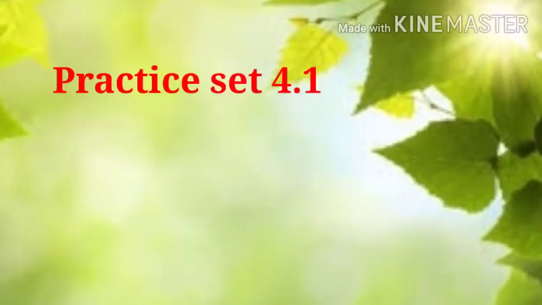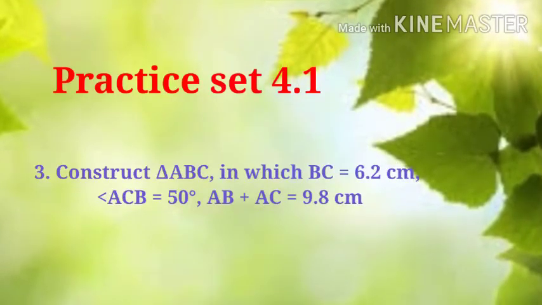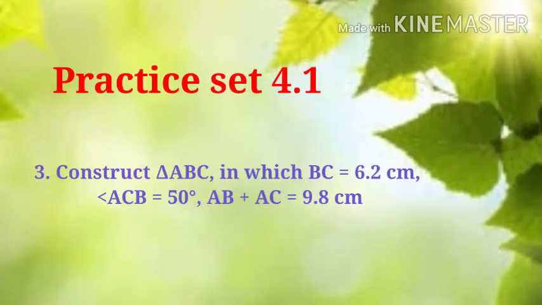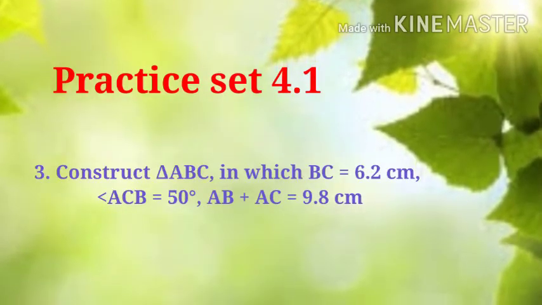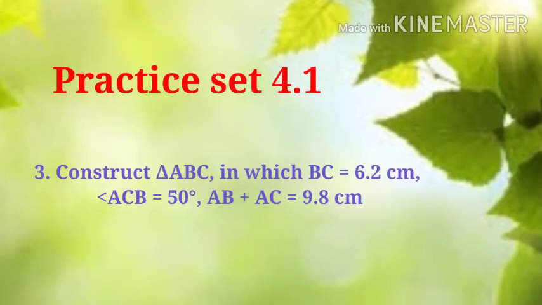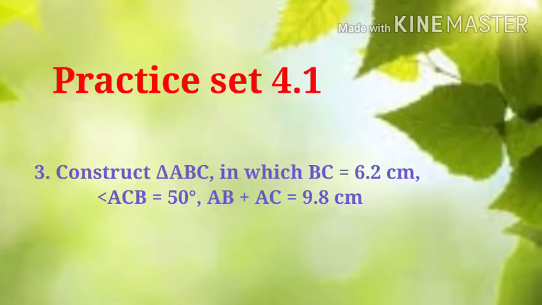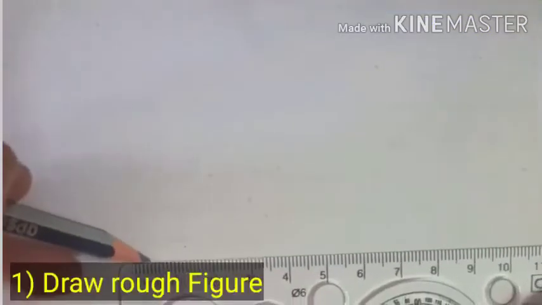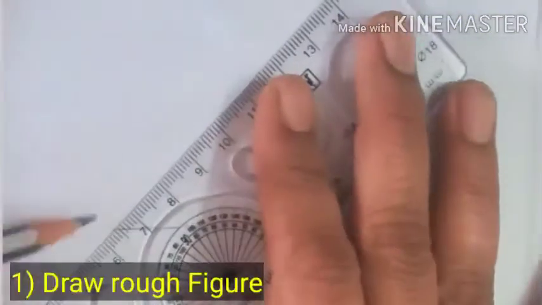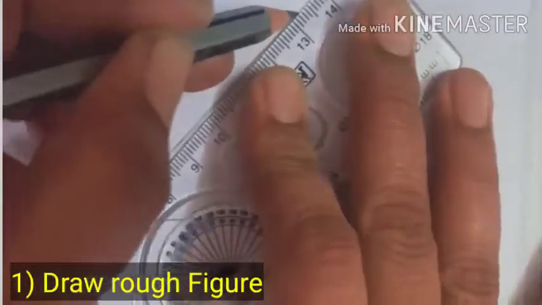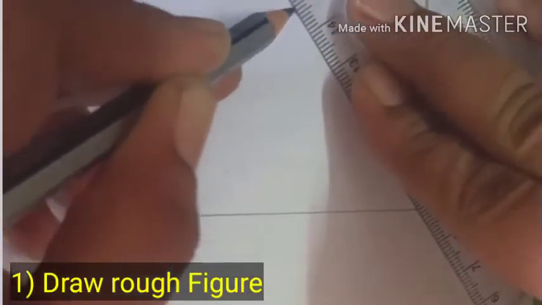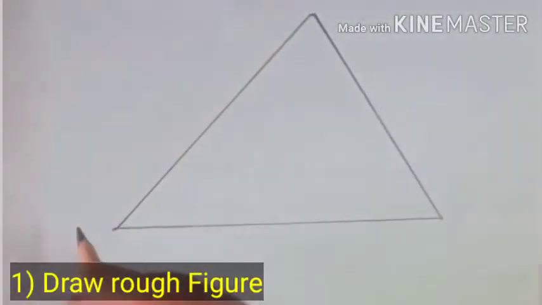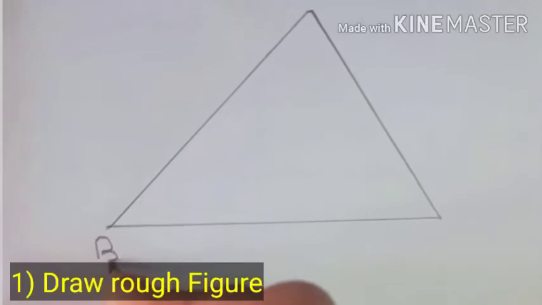Now we will move on to question number 3. Construct triangle ABC in which BC equal to 6.2 cm, angle ACB equal to 50 degrees, AB plus AC equal to 9.8 cm. Now draw a rough figure of triangle ABC in which angle ACB equal to 50 degrees and side BC equal to 6.2 cm.